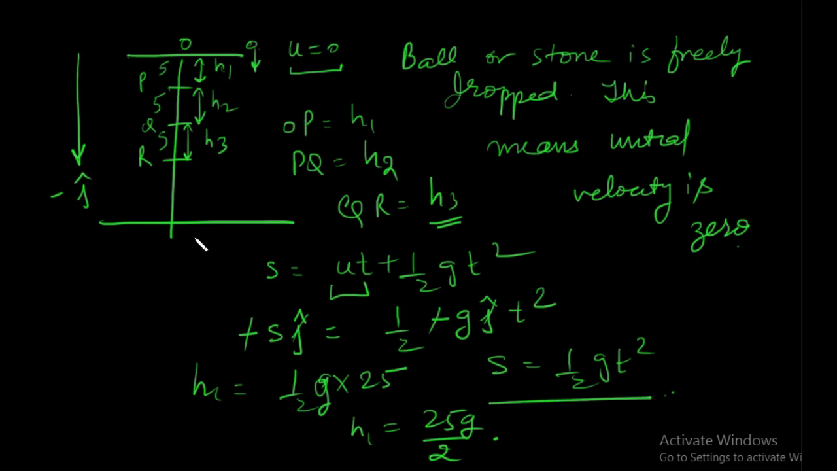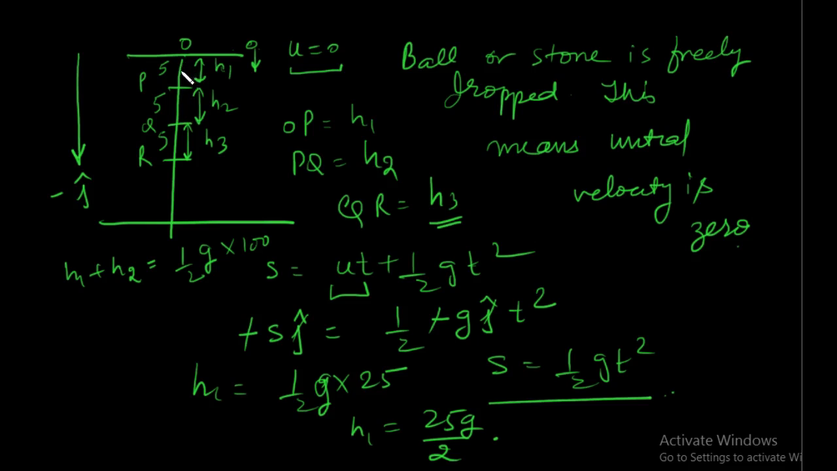But I want to know what is h2. First of all, we see that in the next 5 seconds h2 has been covered. This means from O till Q, the net displacement is h1 plus h2, right? This would be equal to half g into 100. This is because a total of 10 seconds has been taken from O to Q.